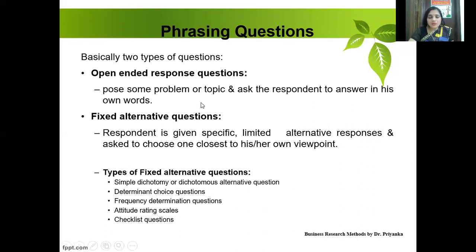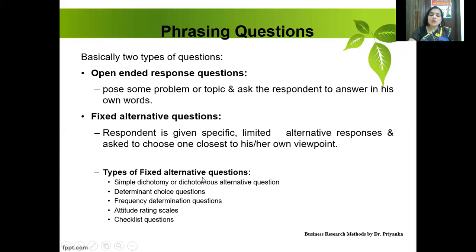Then fixed alternative questions, we call them close-ended questions as well. For example, the respondent is given specific limited alternative responses and asked to choose the one closest to his or her own viewpoint. For example, you might be asked, did you work overtime or at more than one job last week? And for that, you might be given alternatives as yes and no. Then it is basically your fixed alternative question, or close-ended question. If you were not given the options, then it would have been an open-ended question, right?